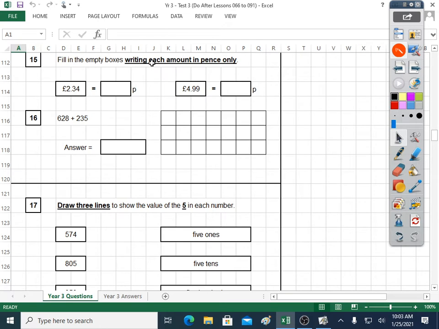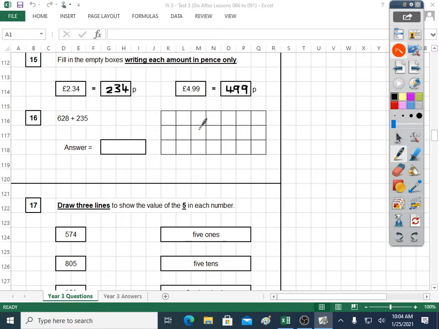Fill in the empty boxes writing each amount in pence only. You've got to put this amount into pence. £2.34 is how many pence? Well, £2 is 200 pence. So it's going to be 234 pence. £2.34 is 234p. The other one, £4 is 400 pence and 99 more pence. 499p. And they've put the p sign here, so you don't have to write it. You shouldn't write it if it's already there.